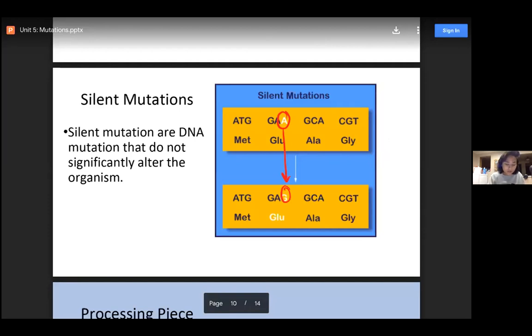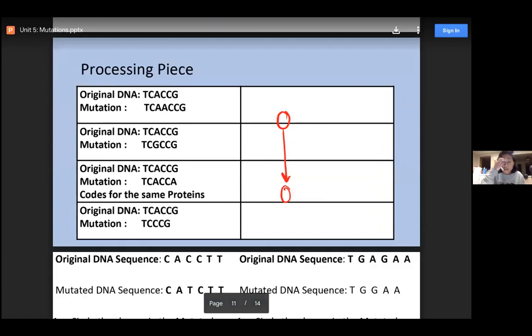So let's go ahead and try a couple practice problems. What I like to do is I like to write SID at the top, just to remind myself that the options are substitution, insertion, and deletion.